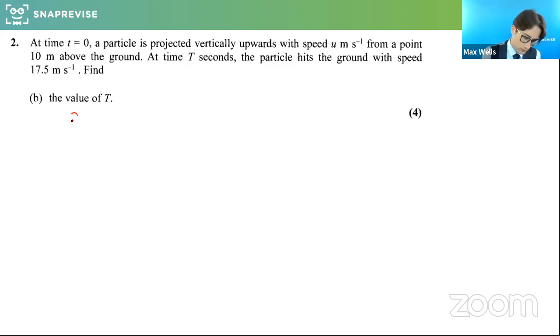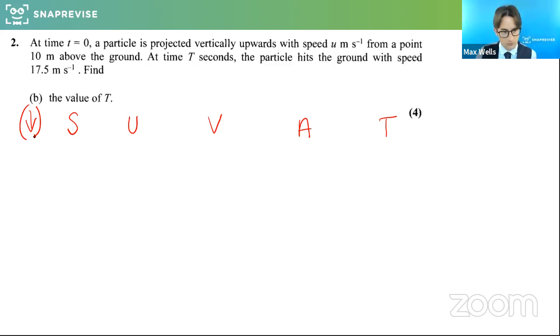So let's do our S, U, V, A, and T. And again, let's think about what we have here. If we say the downwards direction is positive, then we don't have to deal with too many tricky negative signs, that'd be great. Absolutely, yeah, I'm going very quickly here. I'll give you guys a chance to have a little think about this.